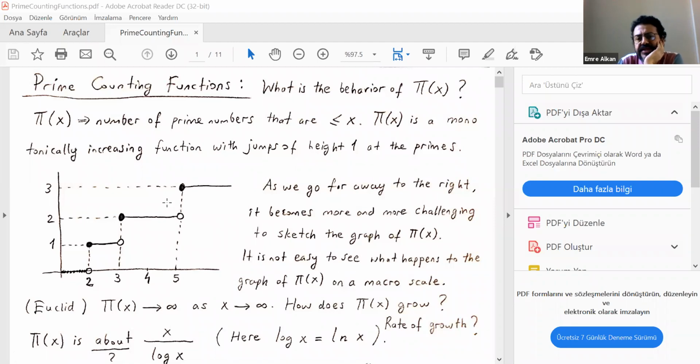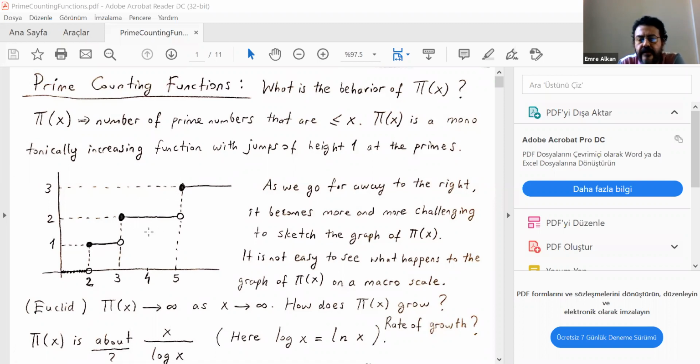That's why one is interested, first of all, although the behavior of calculus functions, for example, we can easily discover by graphing them. That's a standard technique. But graphing this in this way doesn't give much insight into what's going on with the pi of x.